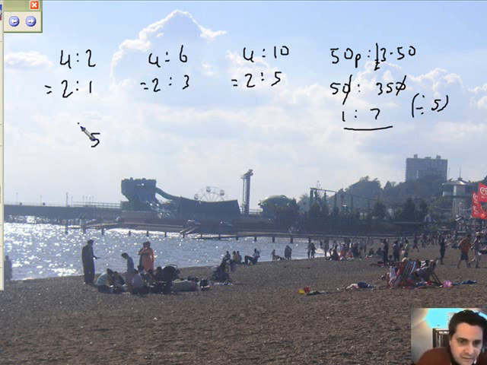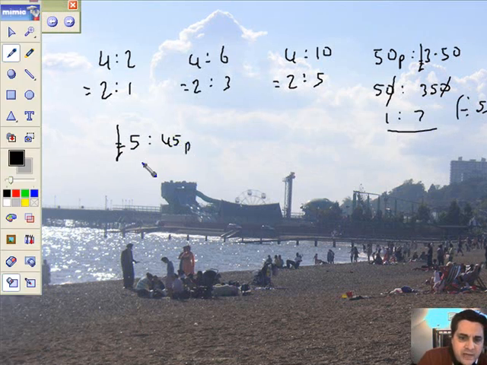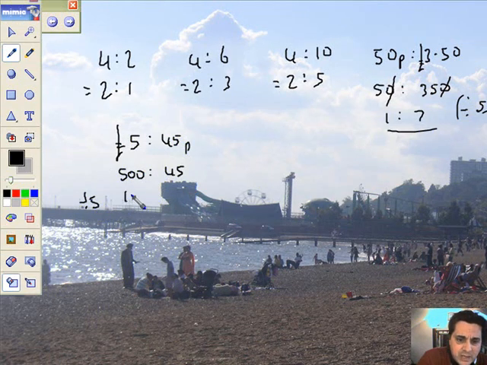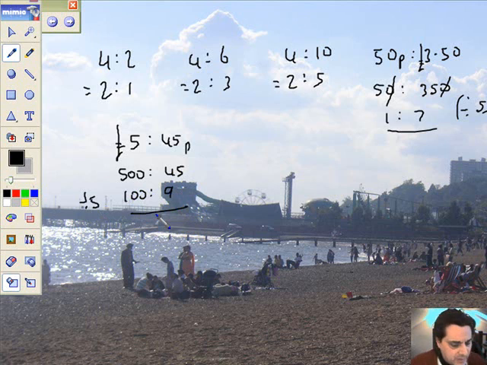Last one, I've got £5 compared with 45p. Again, change it into pennies to have a direct comparison. Divide both sides by 5, I suppose, so trim it down by dividing by 5. So we've got 100 here to 9, as far as that's going to go.